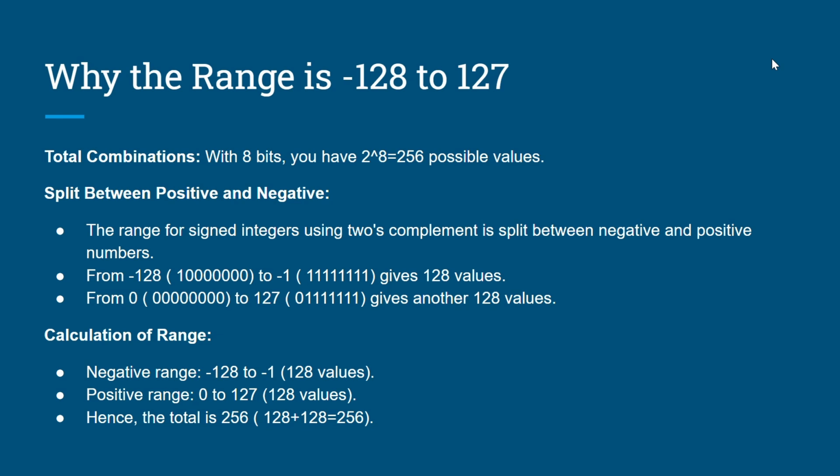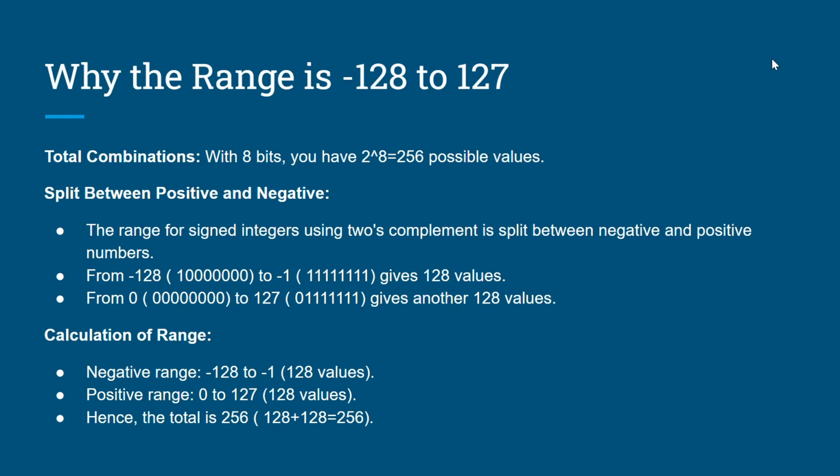Now let's see why the range is from -128 to +127. It is because of how the 8 bits are divided. With 8 bits we have 256 possible combinations. In 2's complement, we split these combinations between negative and positive numbers. We have 128 negative numbers from -128 to -1 and 128 non-negative numbers from 0 to 127.